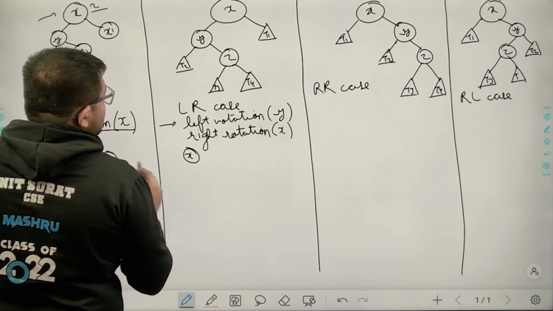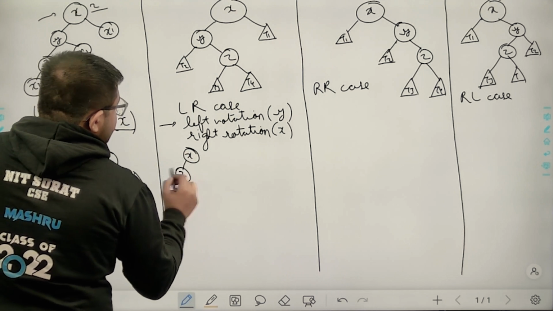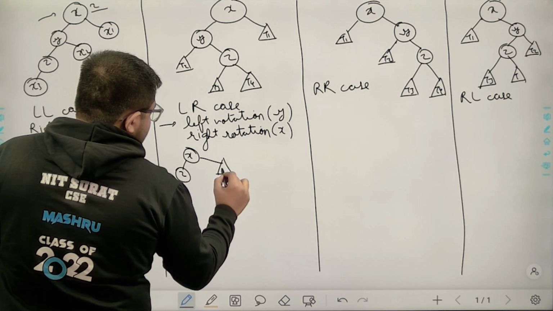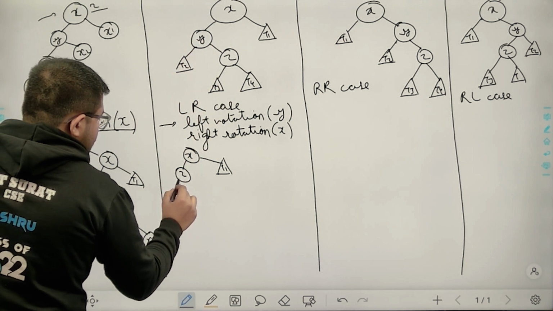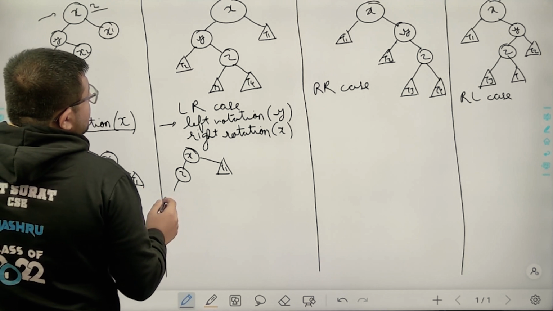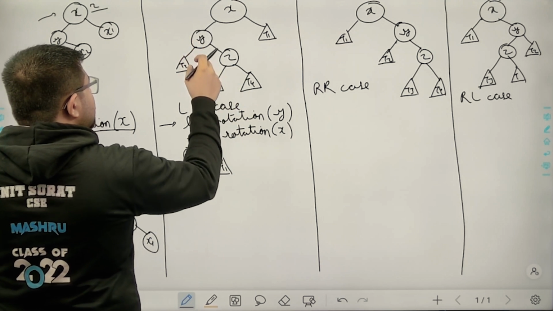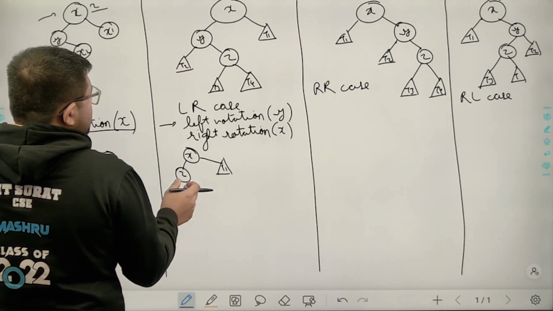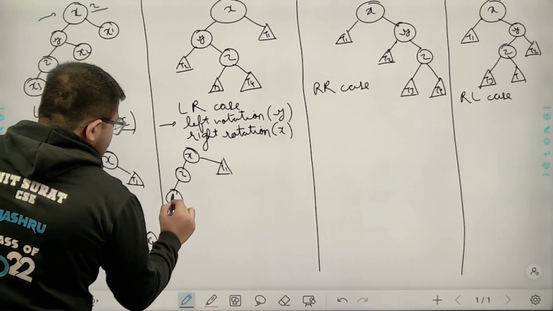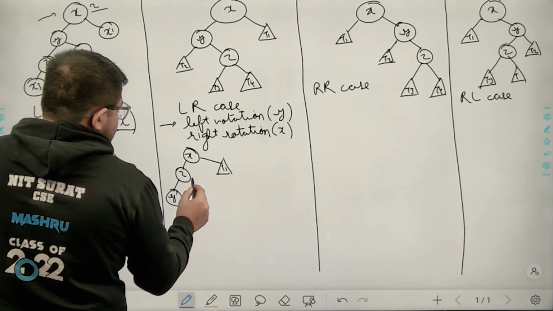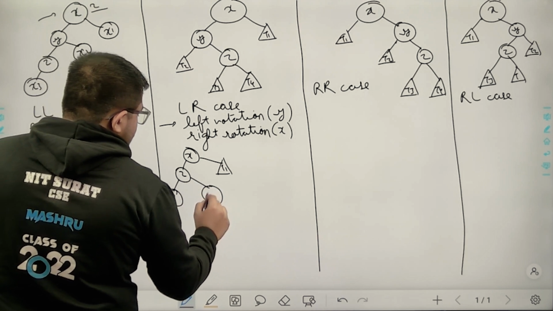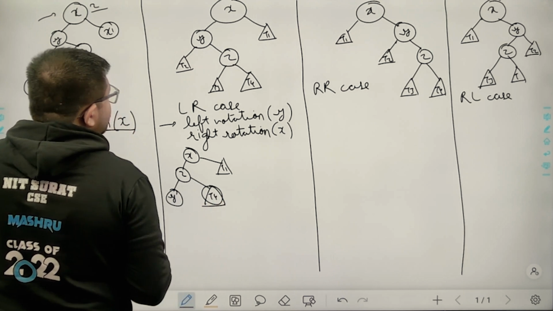X will come here, then z will come here, t1 will remain here only, right? Then z will come here, t2. Okay, or z will come here. Now y will be the left child of z. Okay, and t3 t4 will come here, t4 will come here.